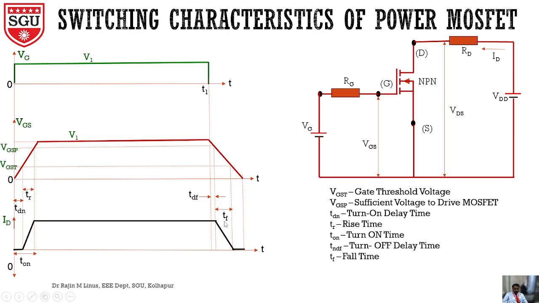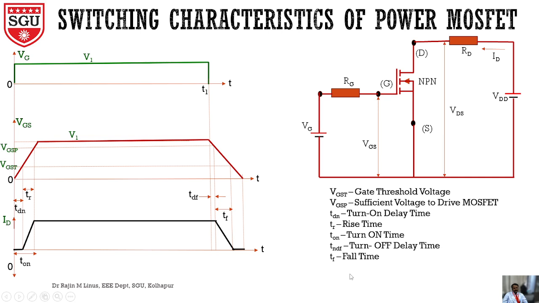Then fall time: what is meant by fall time? Fall time is the time interval in which the gate source voltage reduces from VGSP to VGST. That is called the fall time. During the fall time, the drain current will reduce from maximum to 0. Then the total on time is the turn on delay time plus the rise time. That is called the total turn on time.